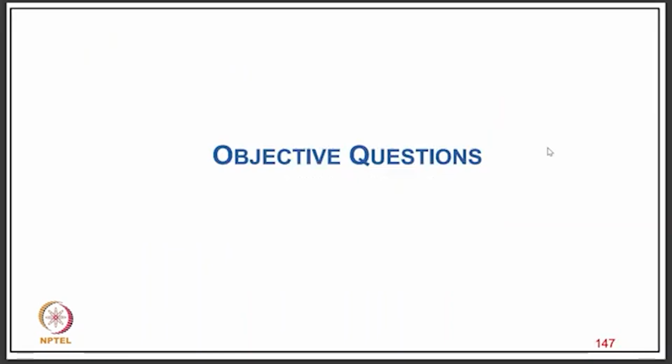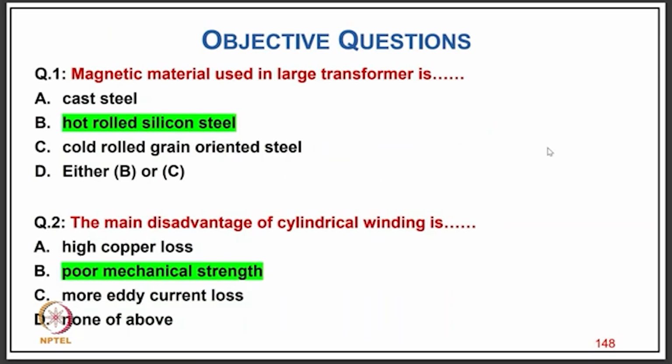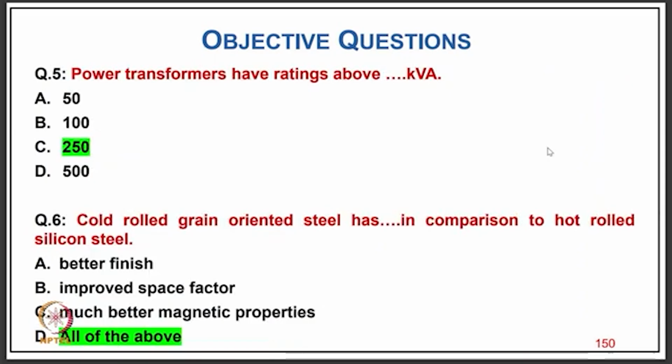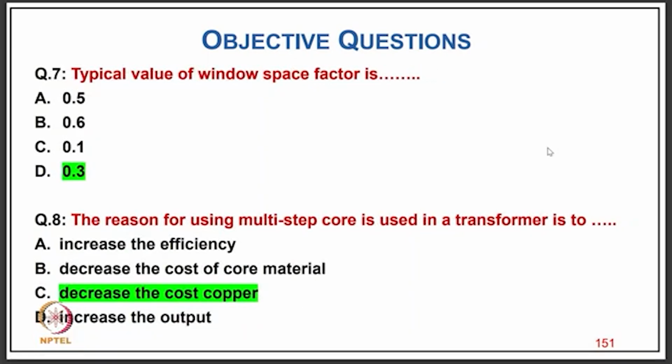Now coming to some of the objective questions. Magnetic material used in large transformer is normally, nowadays, cold rolled steel. The main disadvantage of cylindrical winding is poor mechanical strength. The yoke with rectangular cross section area is used in a small transformer. The primary and secondary windings are interlaced in a transformer to reduce the leakage reactance, and for transformers having a kVA rating typically more than 200 kVA, cold rolled grain oriented steel has, compared to hot rolled steel, all the above: better finish, improved space factor, and much better magnetic property.